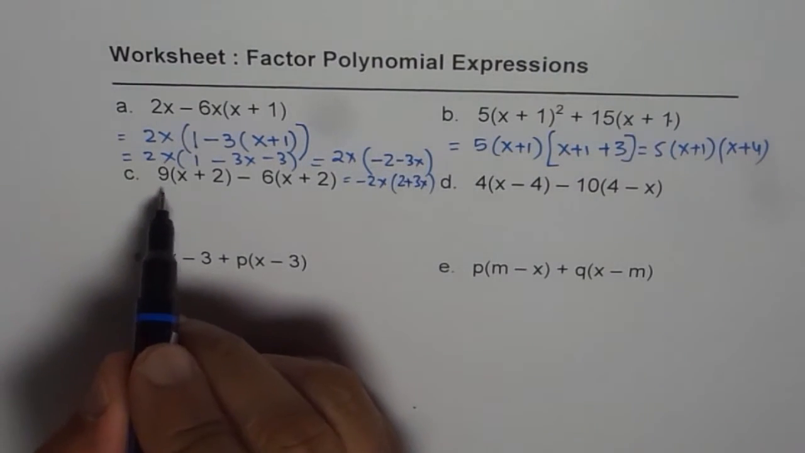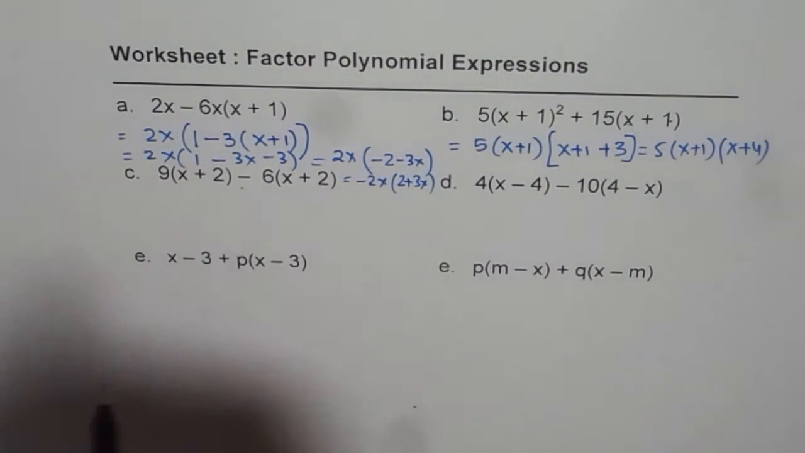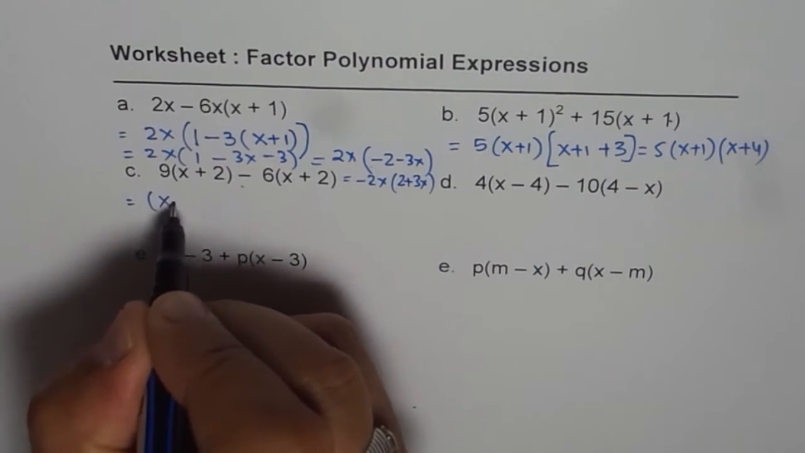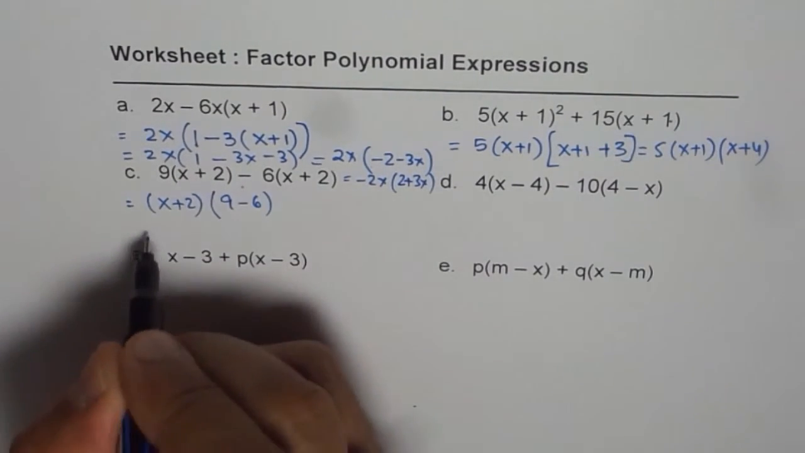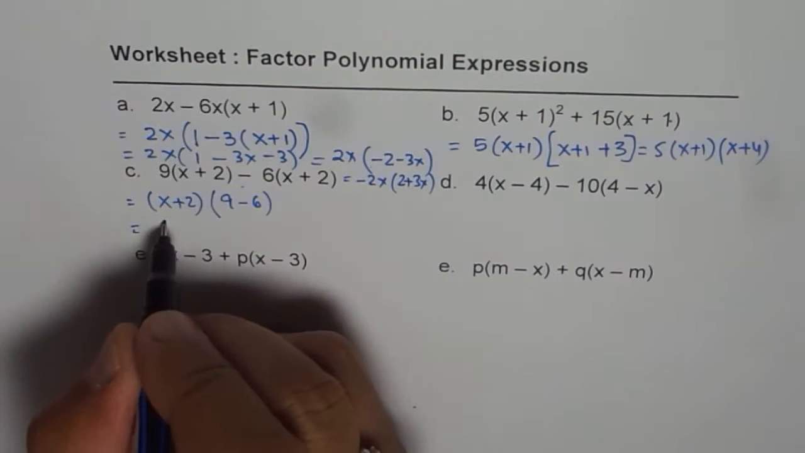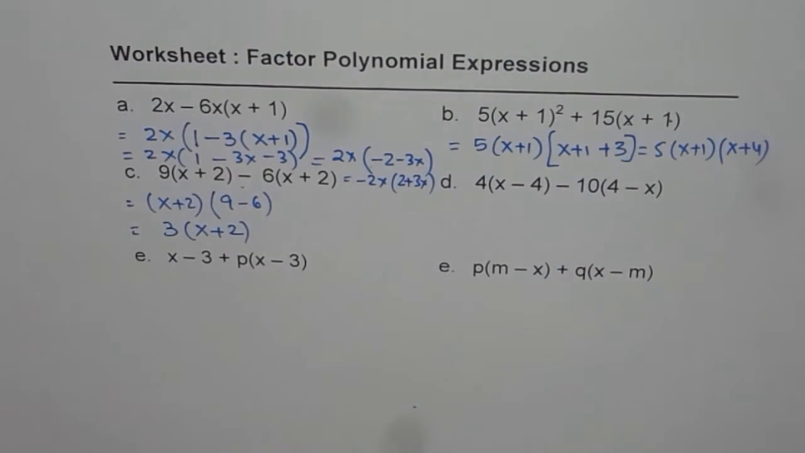Part C is 9 times x plus 2 minus 6 times x plus 2. X plus 2 is a common factor. So we can write x plus 2, and within brackets we get 9 minus 6. So 9 minus 6 is 3. We write this as 3 times x plus 2 as the factored form of the given polynomial.